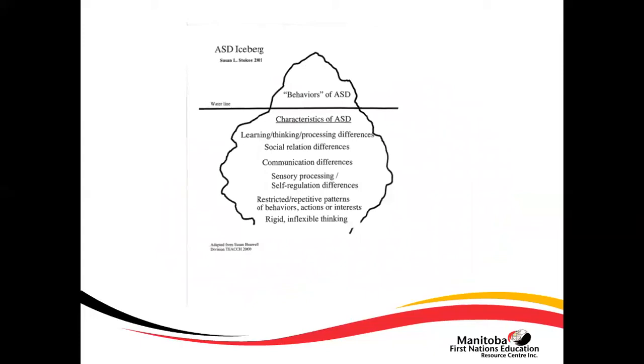So this is an iceberg that was adapted by Susan Stokes. And I just wanted to put it in here to illustrate that a lot of the times what we're seeing is the behaviors associated with ASD, those behaviors that are above the waterline. And as you can see, it's just the tip of the iceberg, and there's so much more going on beneath the surface that we don't always see or know is happening. So you could see those neurological characteristics that are likely influencing some of the behaviors we're seeing.